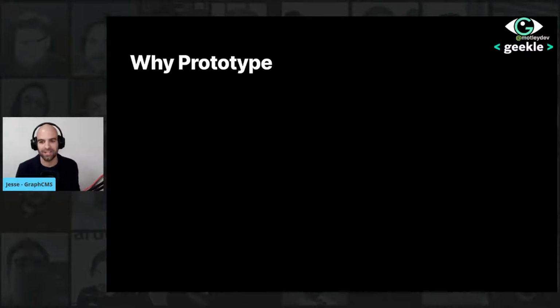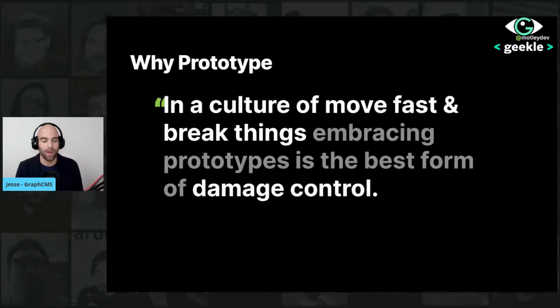All right, so we're going to start with why prototype. Well, in a culture of move fast and break things, embracing prototypes is the best form of damage control. I mean, really, we've embraced Agile, we've embraced these different paradigms for building applications, and we do want to move quickly. We do want to layer on fidelity to our process. And if we can break a prototype, then we will have saved ourselves and our customers hours and hours of frustration, and save our companies and our clients a lot of cost.